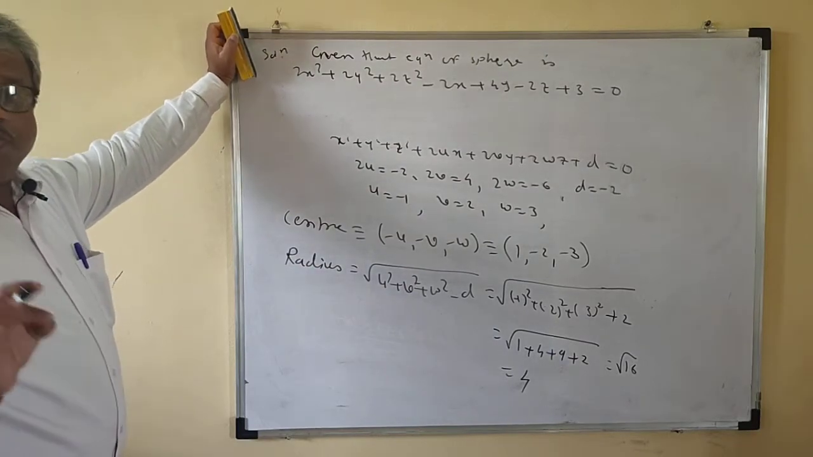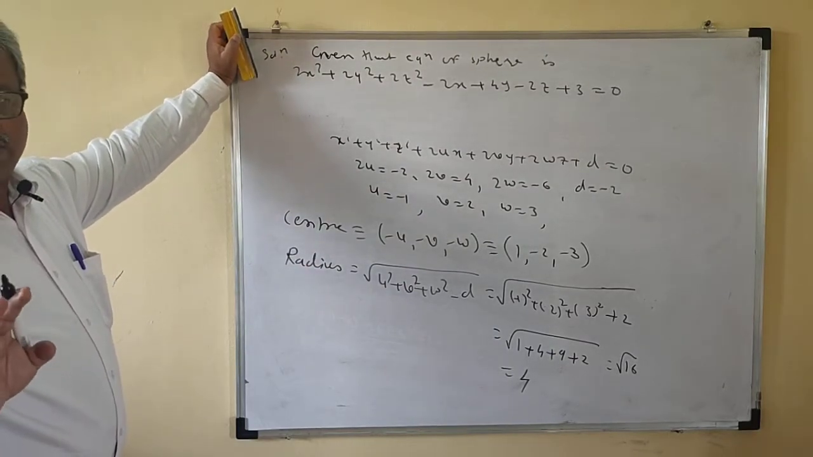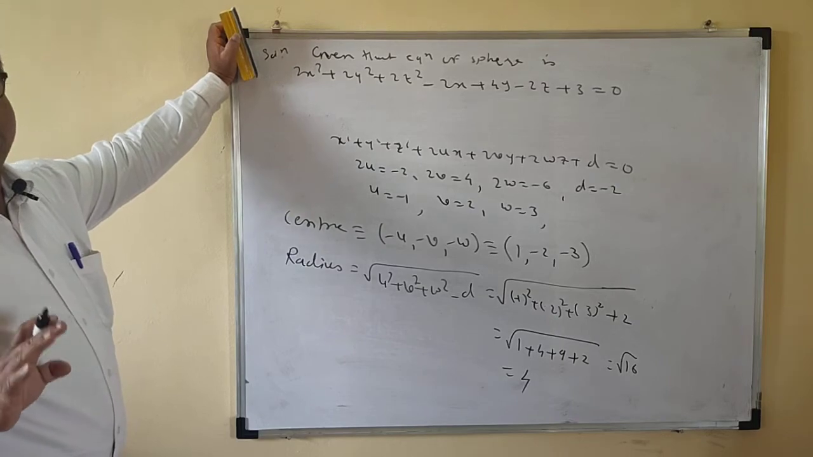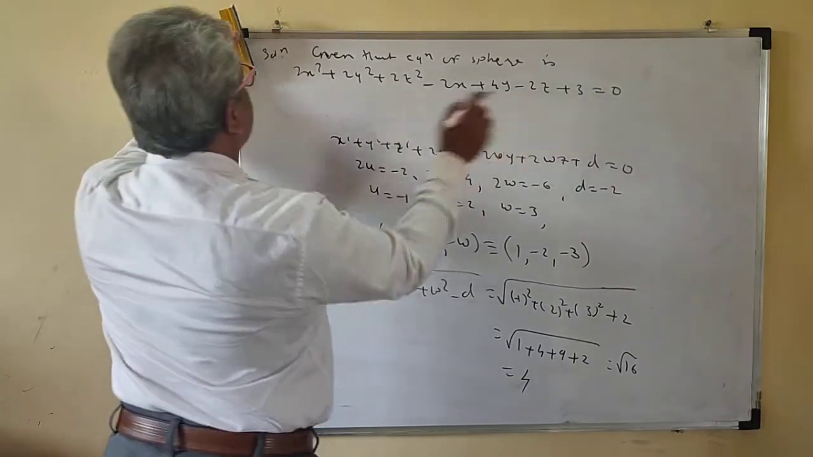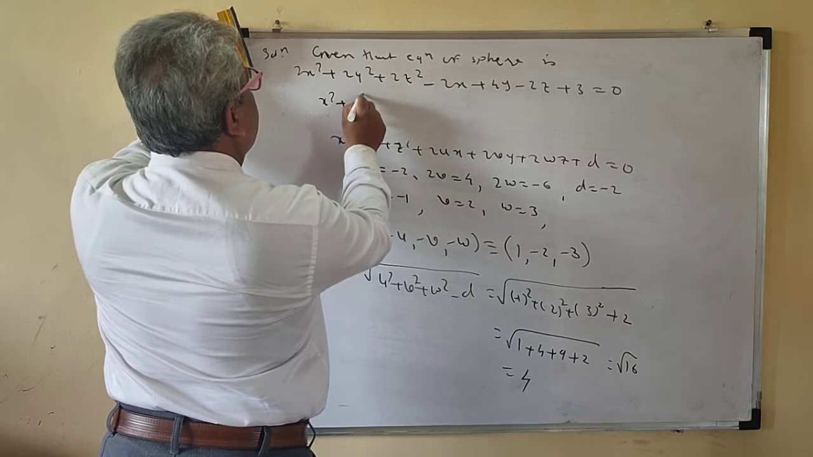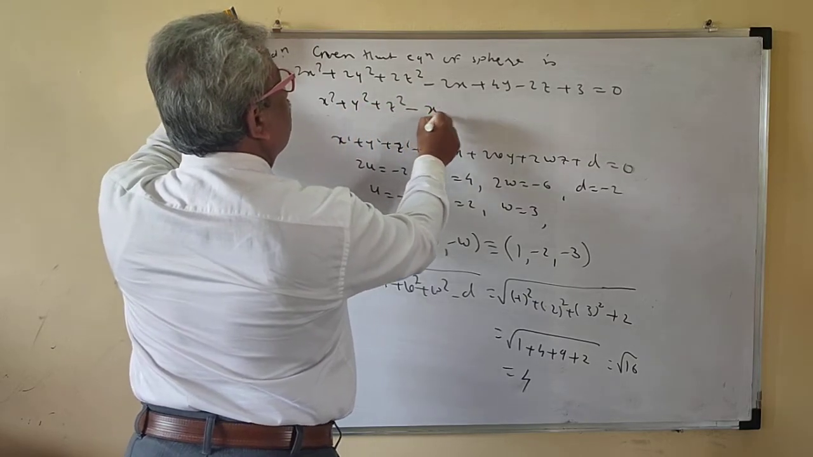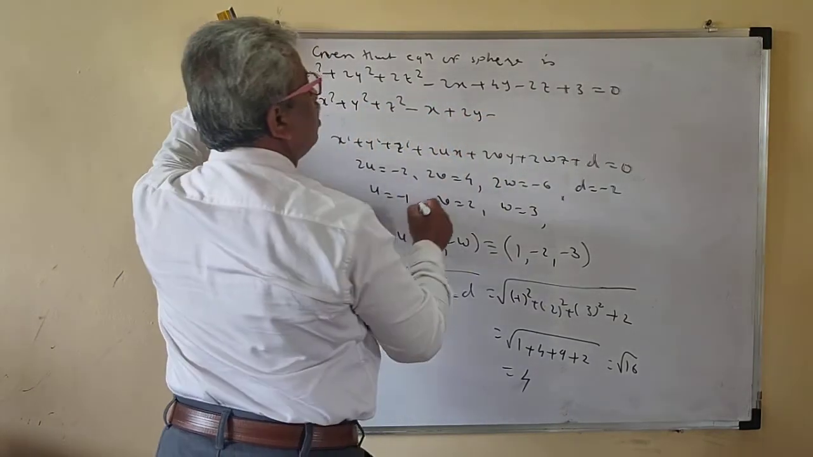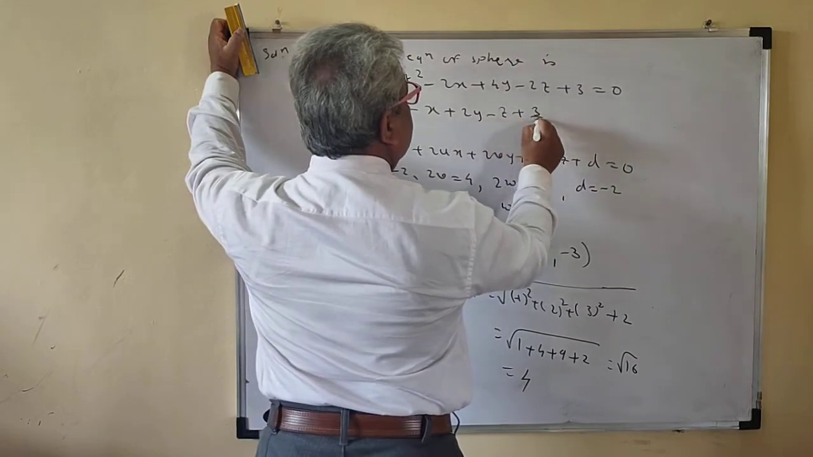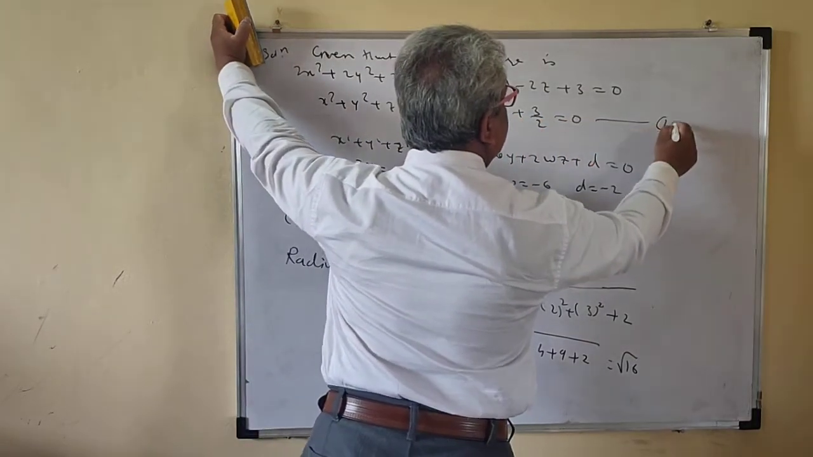But here the coefficients of x square, y square, z square are all the same but not equal to 1. So what do we do? We divide by 2. So this is x square plus y square plus z square minus x plus 2y minus z plus 3 by 2 is equal to 0. I will call this 1.